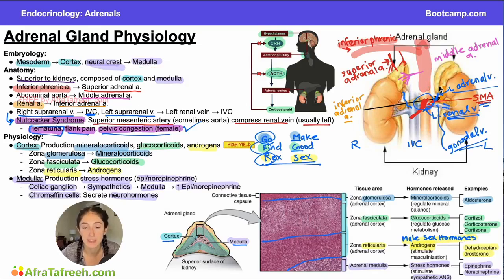And then the question asks us, what structure is most likely causing this compression? Well, we talked about the superior mesenteric artery smushing down the left renal vein and causing nutcracker syndrome. So because you watched this video, you would know that that would be the answer and you would get that question correct. Now that's all I have for you on adrenal gland physiology.